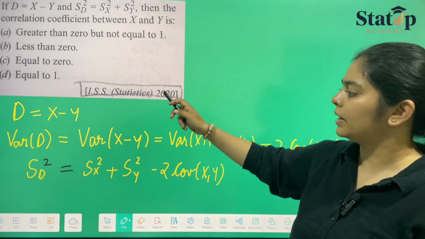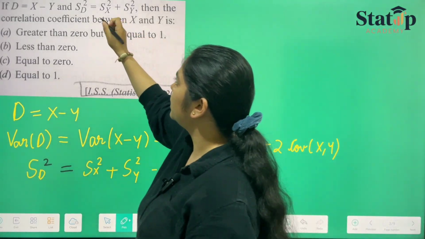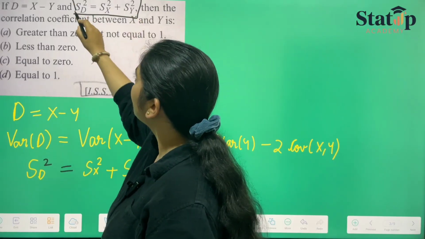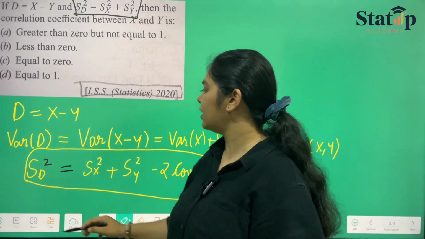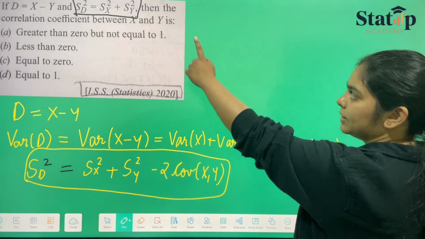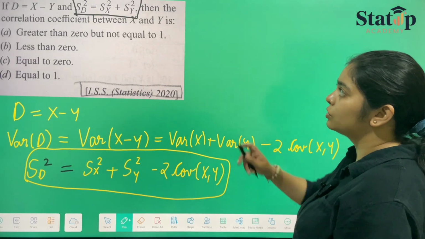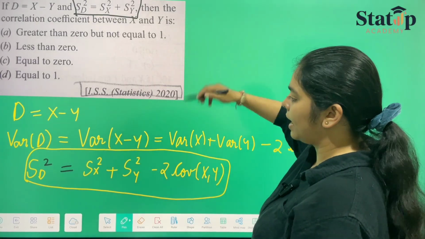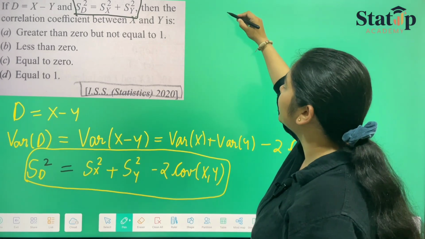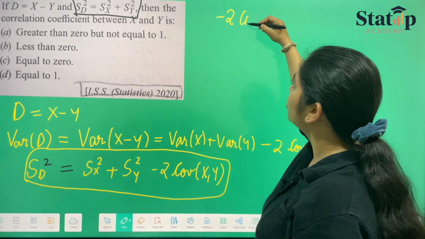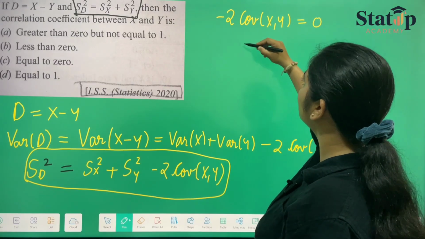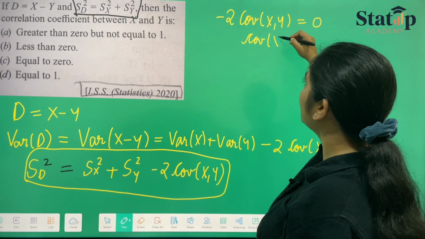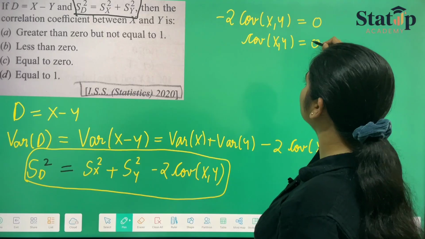Here, as we compare these two formulas, we can see that there is no covariance term in the given one. So on comparing these two equations, we can say that minus 2 covariance X comma Y is nothing but equal to 0. So covariance between X and Y will be equal to 0.